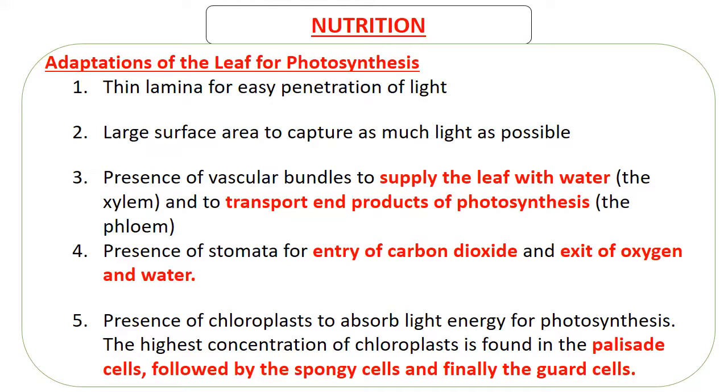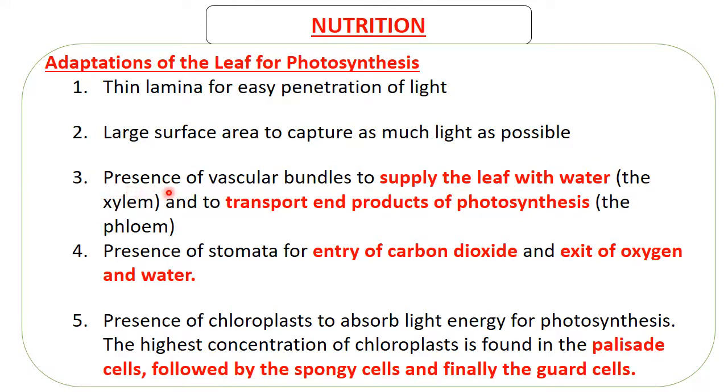So here are some ways in which leaves are specifically adapted for photosynthesis. First, they have a thin lamina for easy penetration of light. Most of these things we have discussed, but I've put them together here just to emphasize. Remember the lamina on the external structure of a leaf. Second, they have a large surface area to capture as much light as possible. The leaf blade has a large surface area to capture as much light as possible.